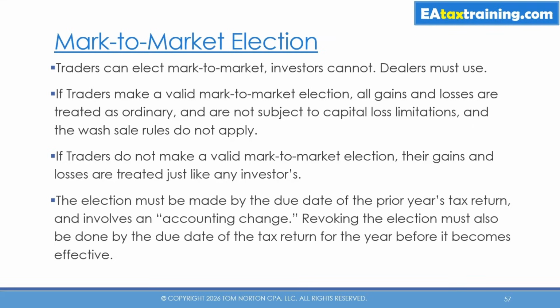You can't wait until December in order to make the election, because that would be great. You could just wait and see how you did. Gets to be December, you say, well, I have a lot of losses. I don't want those losses to be limited, so I'm going to go ahead and make the mark-to-market election. Or conversely, say, wow, I've got a lot of long-term gains here. I'd really like to take advantage of those long-term capital gains tax rates. So I'm not going to make a mark-to-market election. Well, you cannot do that. You have to decide and make the election or revoke the election by April 15th.